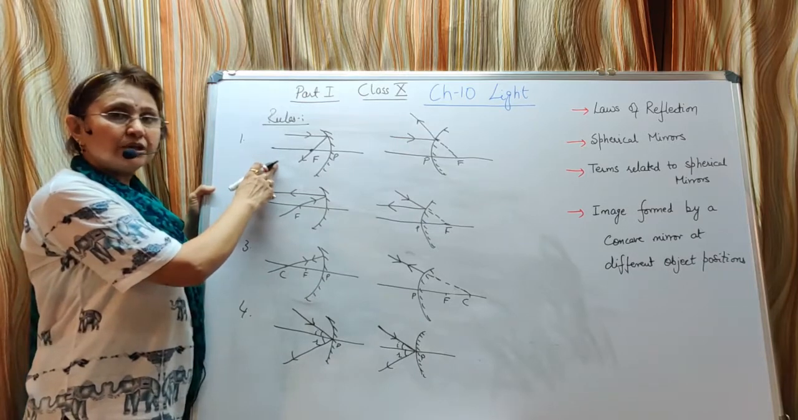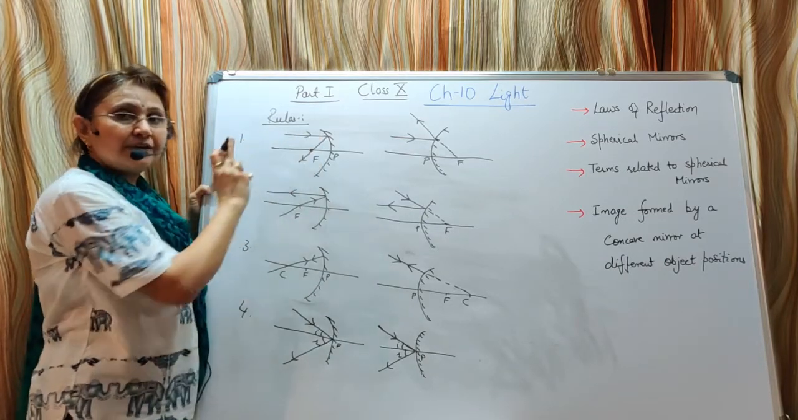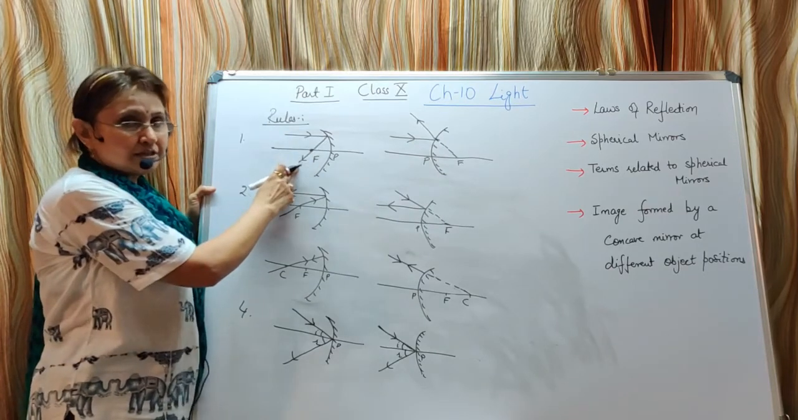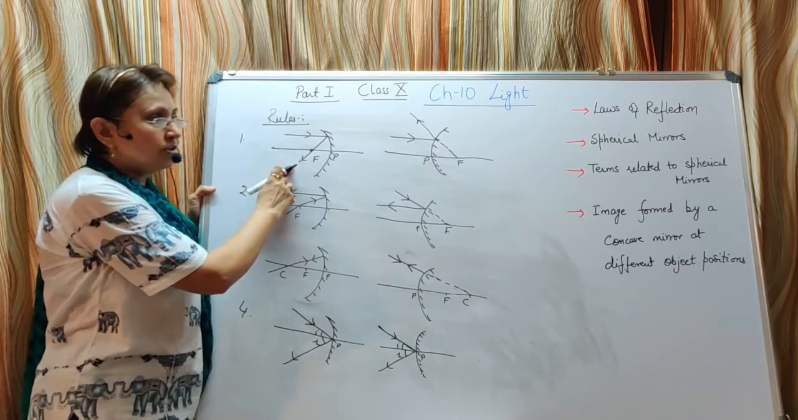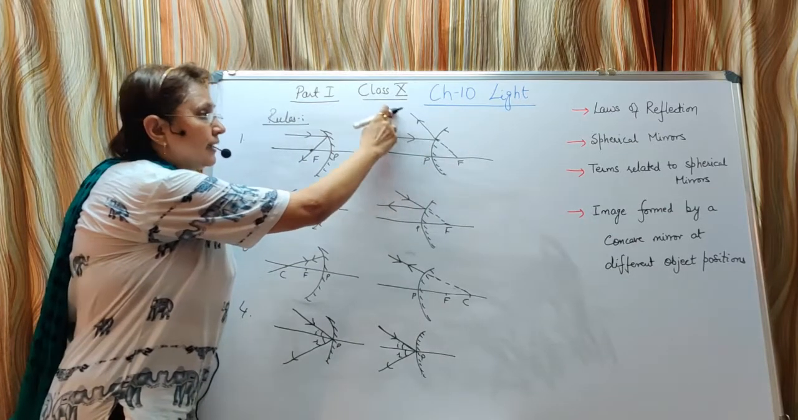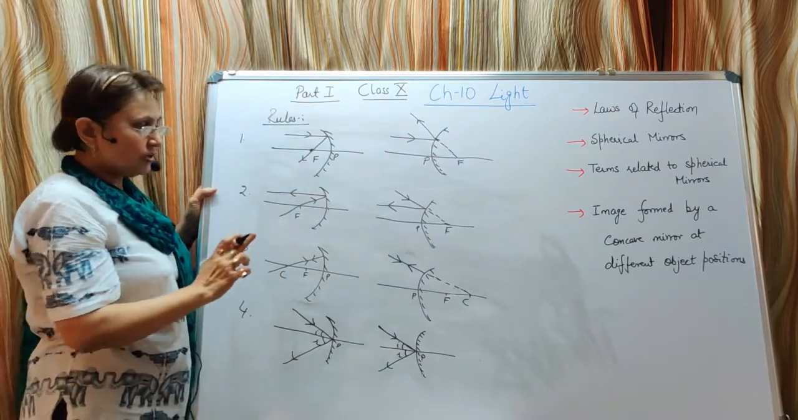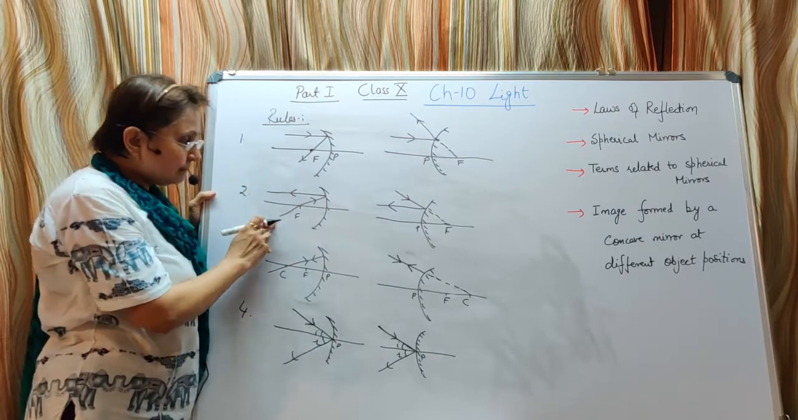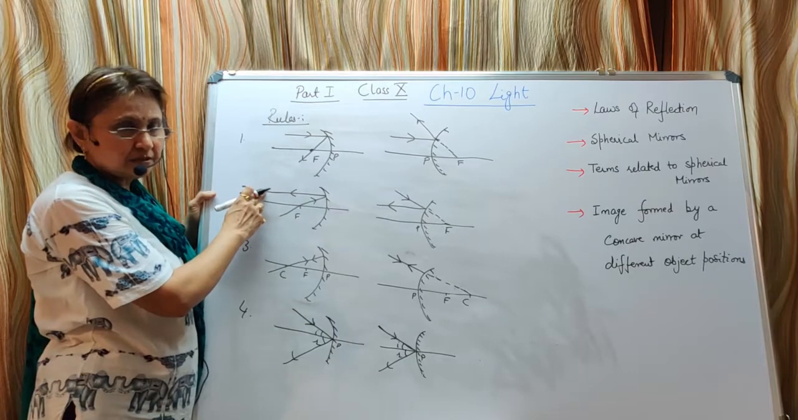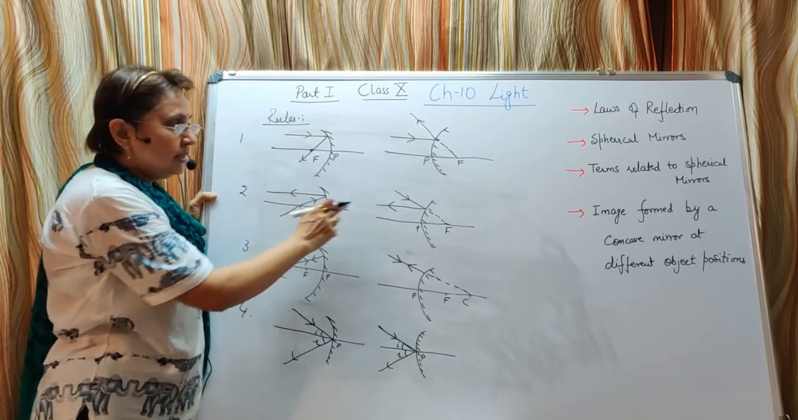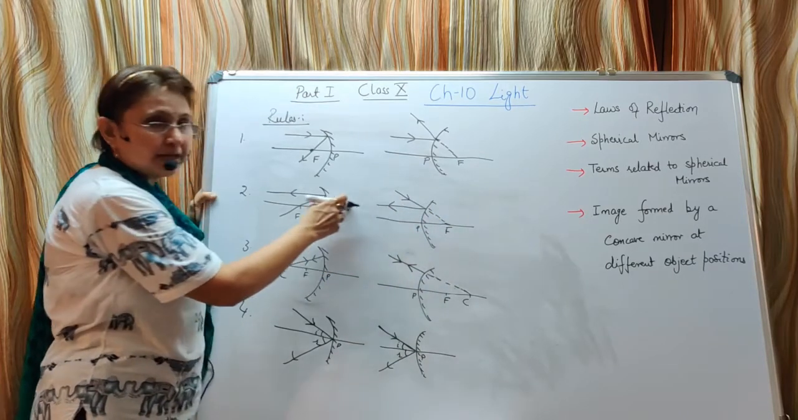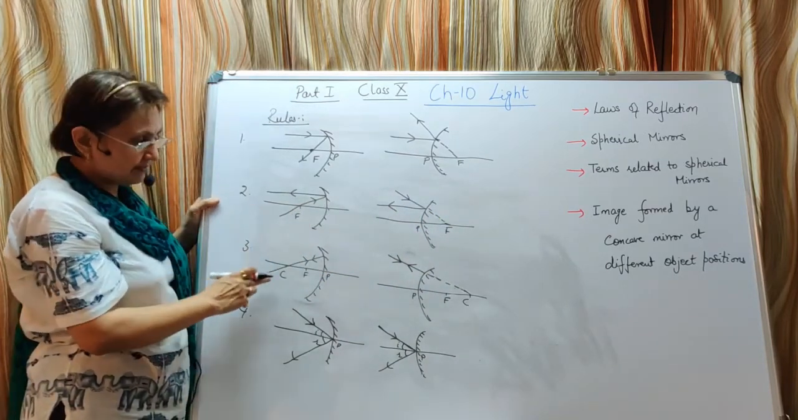So, the first rule, let's revise it: a ray of light parallel to the principal axis passes through the focus in case of a concave mirror. A ray of light parallel to the principal axis appears to pass through the focus in case of a convex mirror. A ray of light passing through the focus becomes parallel to the principal axis in case of a concave mirror. A ray of light which is appearing to pass through the focus becomes parallel to the principal axis after reflection.